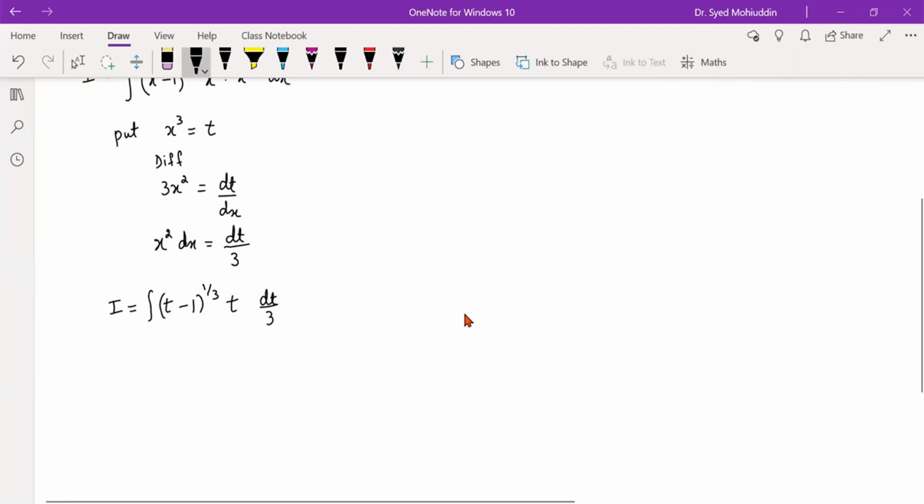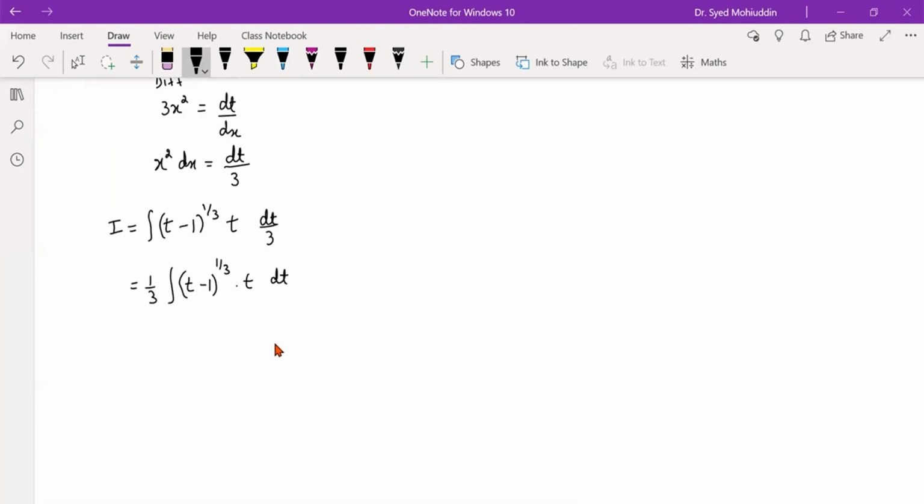However, this 1 by 3 is a constant, so I'll take that 1 by 3 outside. It is 1 by 3 times the integral of (t minus 1) whole power of 1 by 3 into t dt. Getting it? Even then, we cannot integrate this. Can you see here, (t minus 1) into t dt? Can we integrate this? Because one is not the derivative of the other here. You have t minus 1, and here you have t.